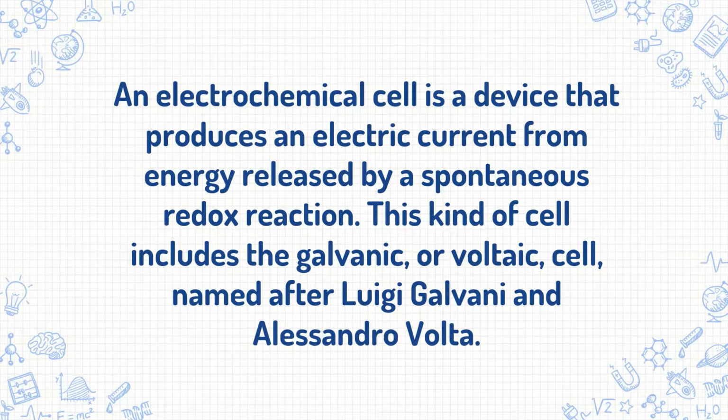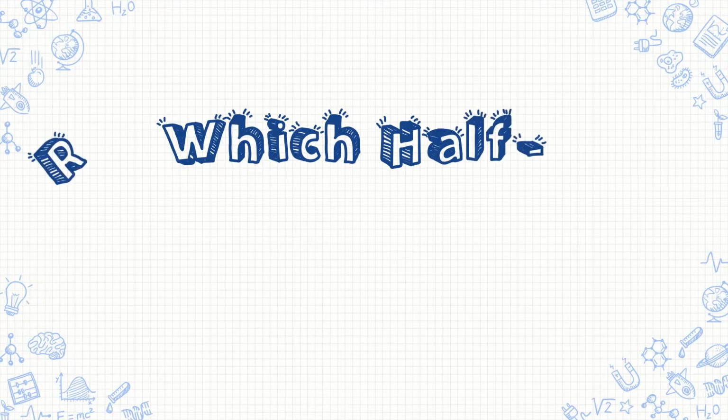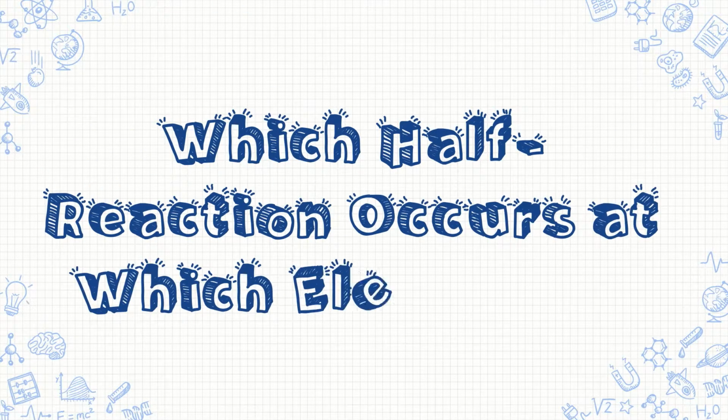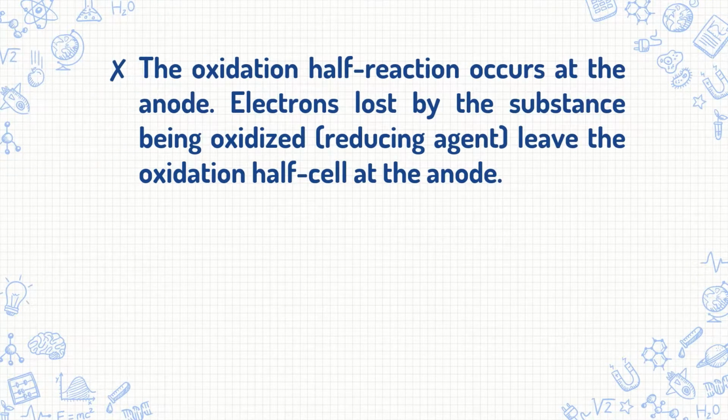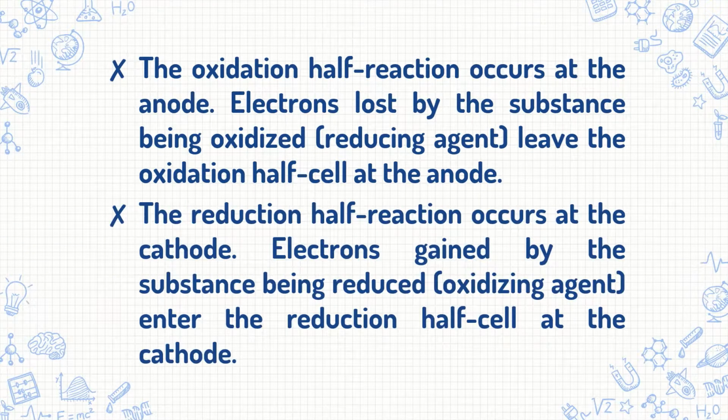An electrochemical cell is a device that produces an electric current from energy released by a spontaneous redox reaction. This kind of cell includes the galvanic or voltaic cell, named after Luigi Galvani and Alessandro Volta. The oxidation half reaction occurs at the anode. Electrons lost by the substance being oxidized, which is the reducing agent, leave the oxidation half cell at the anode. The reduction half reaction occurs at the cathode. Electrons gained by the substance being reduced, which is the oxidizing agent, enter the reduction half cell at the cathode.